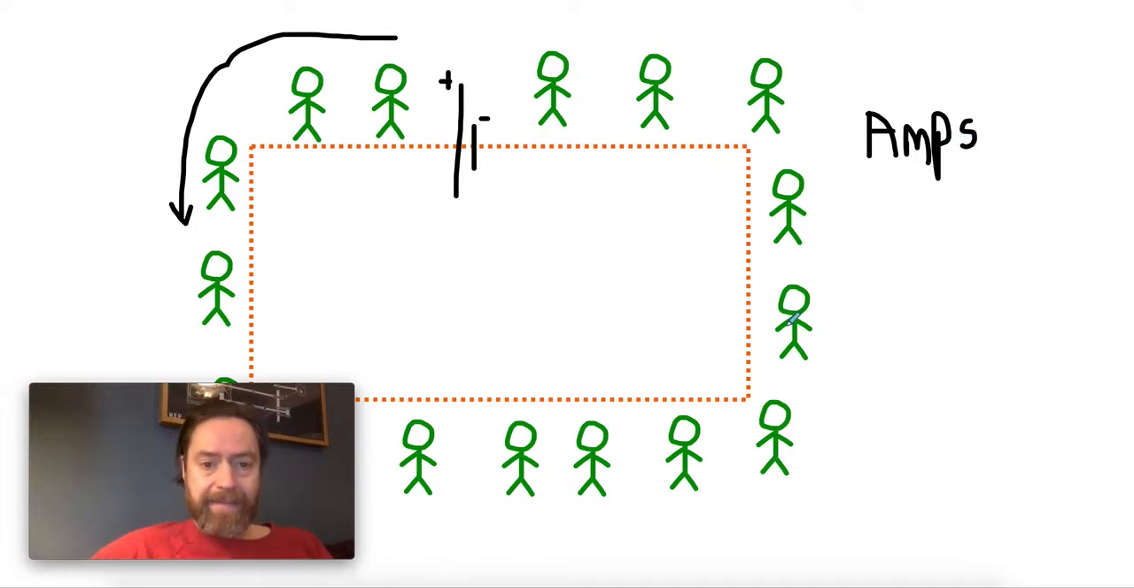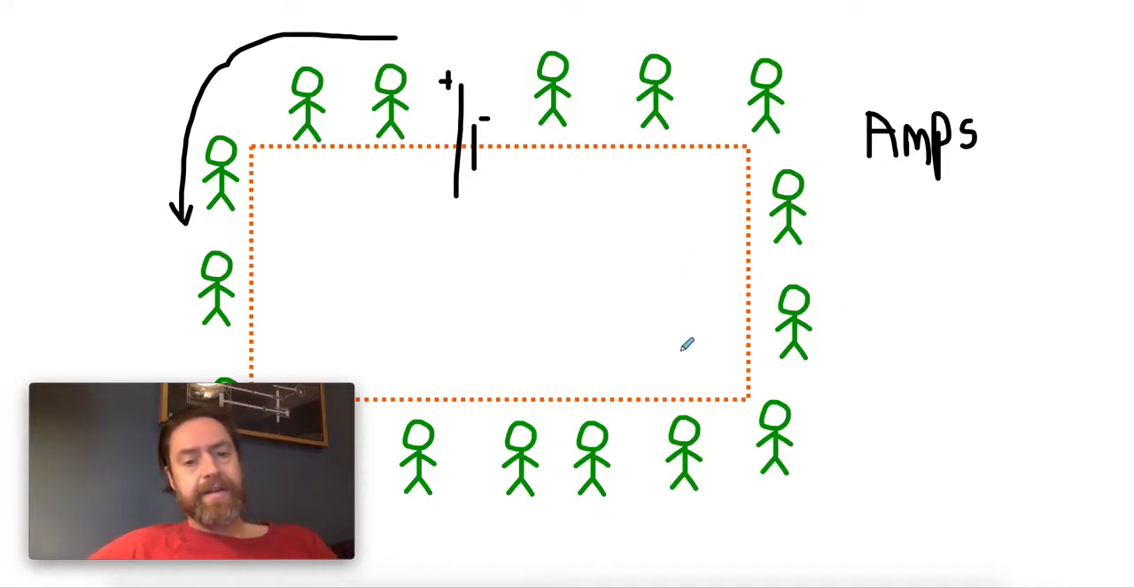And what an amp is, is when 1 coulomb of charge passes a point in 1 second. So if each person in the role play represents 1 coulomb of charge, if one person goes past you a second, that's 1 amp. If 2 people go past you per second, that's 2 amps.